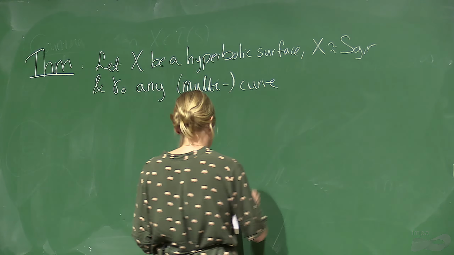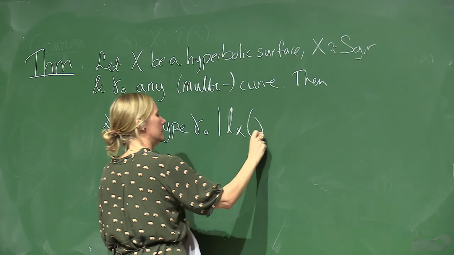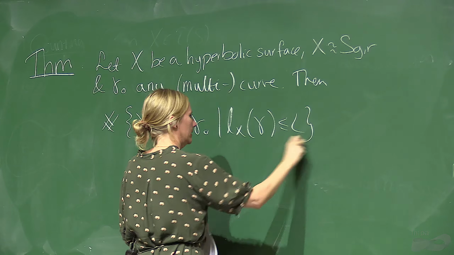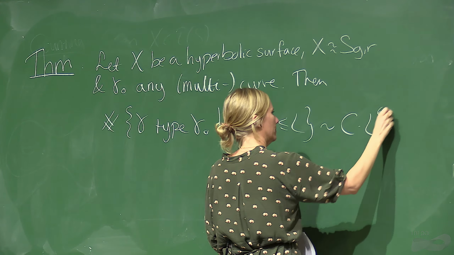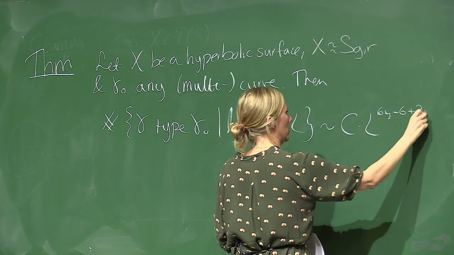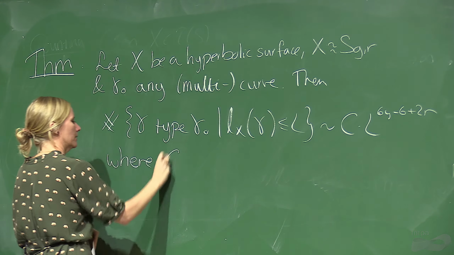So then the number of gamma of that fixed type, whose hyperbolic length is less than L, is asymptotic to a constant times L to the 6g minus 6 plus 2r, where C is positive.